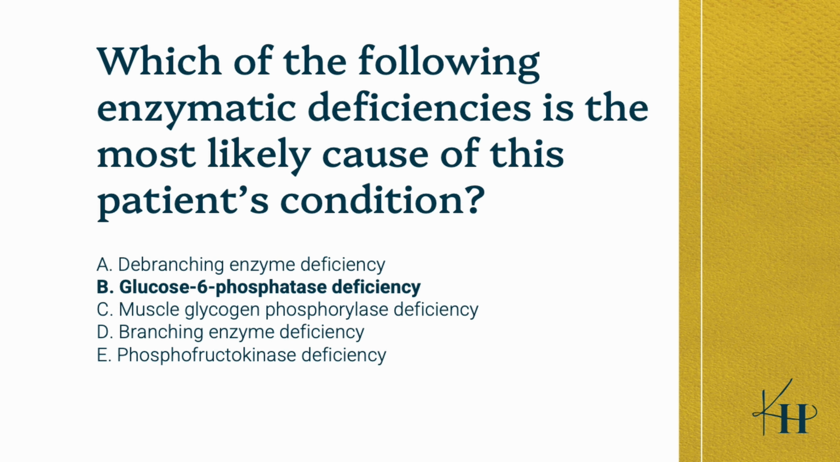Choice C is muscle glycogen phosphorylase deficiency, and this is McArdle's disease. That's a muscle glycogen storage disease. Those patients present with exercise intolerance, muscle cramps, and myoglobinuria, not fasting hypoglycemia or hepatomegaly. So we can eliminate this one right away. Choice D is a branching enzyme deficiency, or Anderson's disease. This is abnormal glycogen storage and progressive liver failure with cirrhosis, not typically presenting with severe fasting hypoglycemia. And then choice E, phosphofructokinase deficiency. This affects glycolysis in muscles and red blood cells, exercise intolerance, and hemolysis, not fasting hypoglycemia or hepatomegaly.